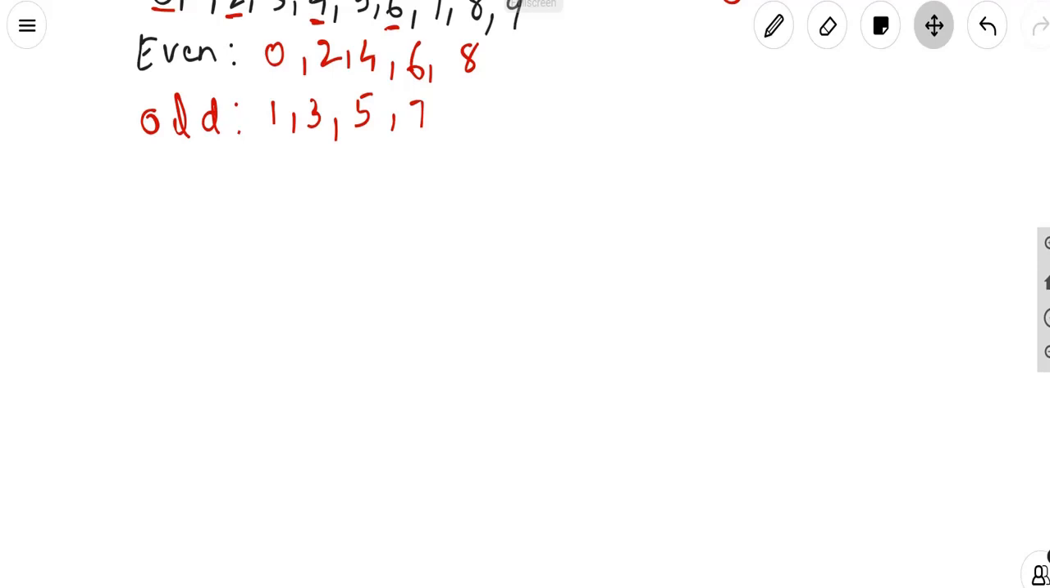So now what are the possibilities of a? I can write a is equal to 6q plus 0, or I can write a is equal to 6q plus 1. These are the possibilities; these are the r. How much is r that we have taken here?